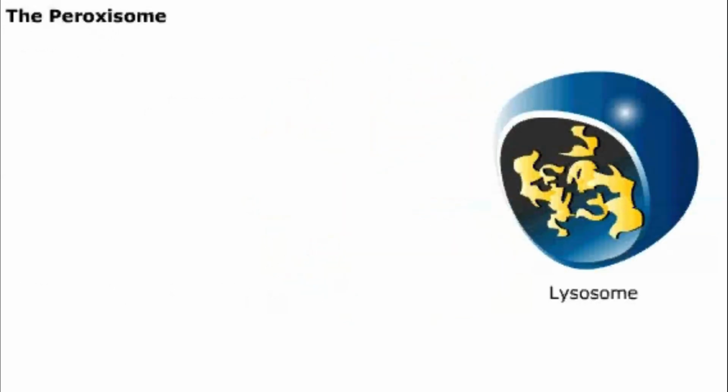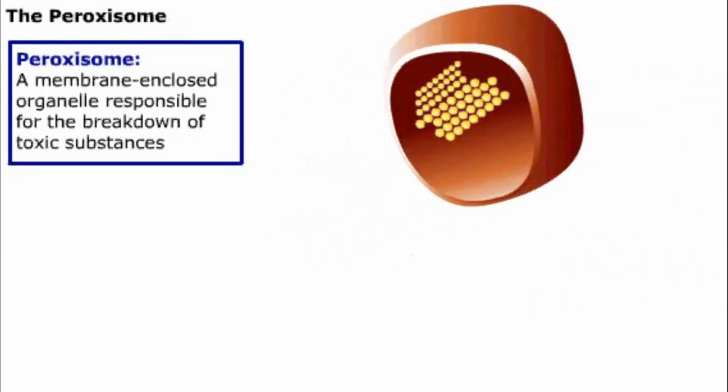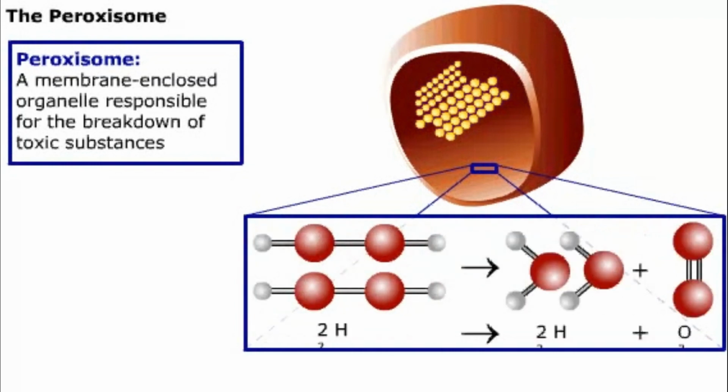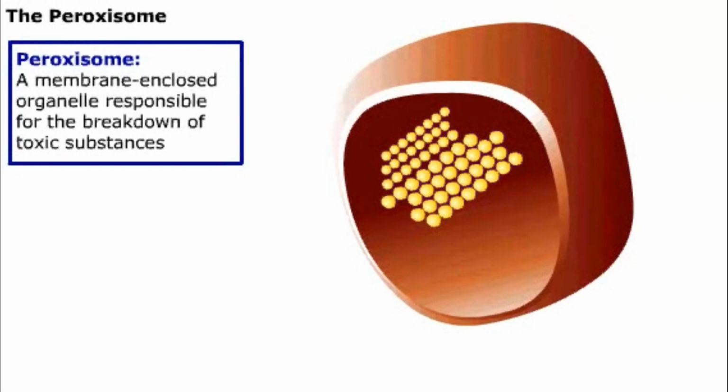Lysosomes break down biological molecules, but similarly sized and shaped organelles called peroxisomes break down toxic substances. They do this using enzymes that transfer hydrogen atoms onto oxygen to form hydrogen peroxide. That's where their name comes from. But hydrogen peroxide is also toxic, so peroxisomes contain enzymes that convert the hydrogen peroxide to water. Liver cells contain, on average, 300 to 500 peroxisomes, since lots of toxic substances accumulate in the liver.